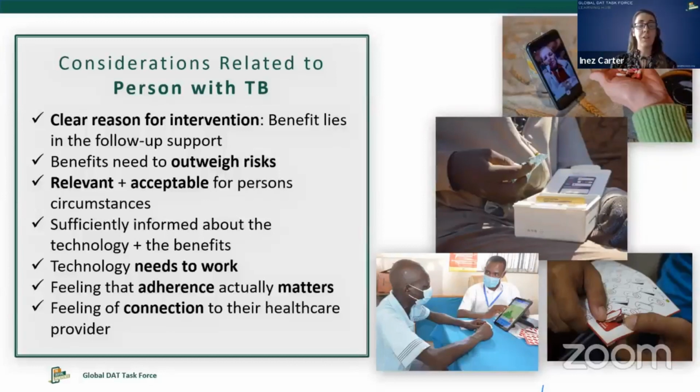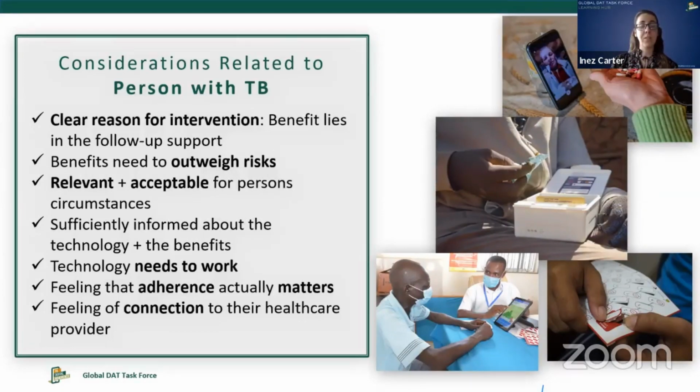Then when you're actually rolling out this intervention, you need to make sure that the people using it know what this is about. They need to receive sufficient information. So what is the technology? How does it work? What is some of their data being used for? And what is the ultimate benefit of this technology for them completing their treatment?